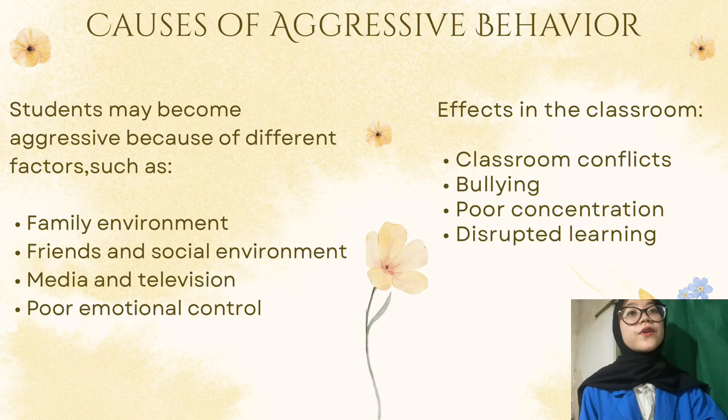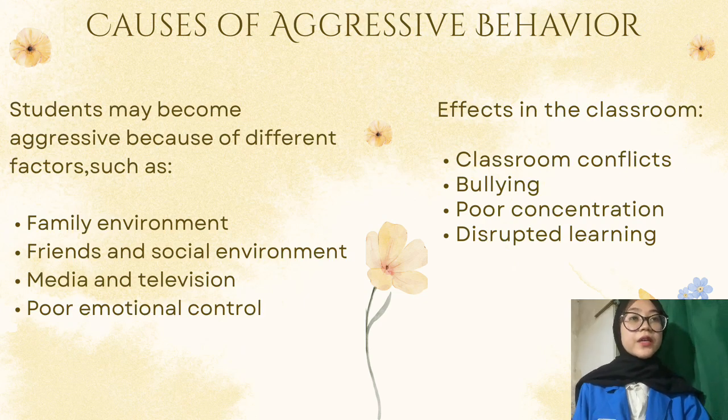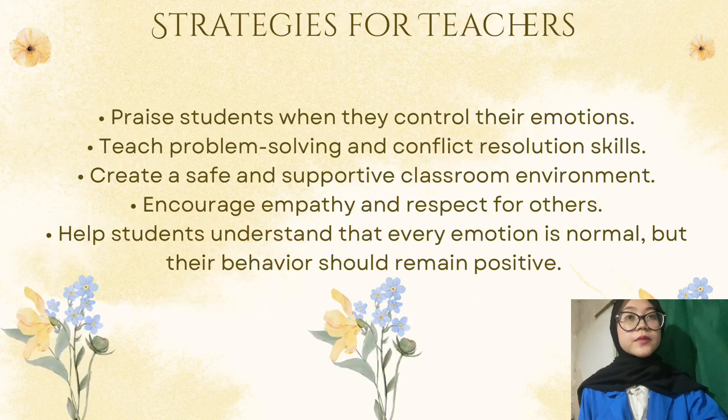Next, causes of aggressive behavior. Students may become aggressive because of different factors such as family environment, friends and social environment, media and television, and poor emotional control. And the effect in the classroom, it can cause classroom conflict, bullying, poor concentration, and disrupt the learning process.